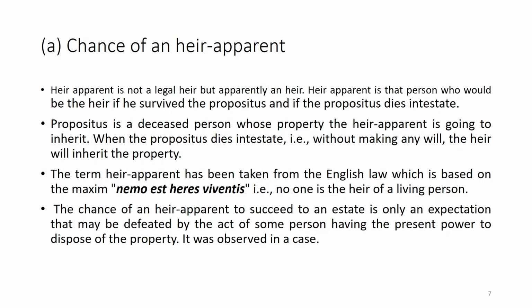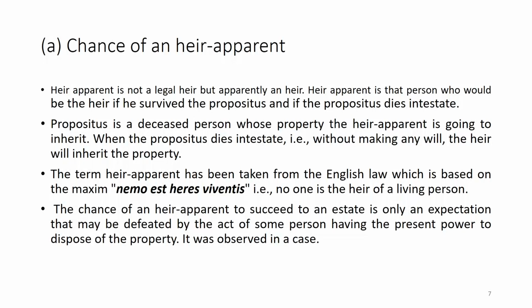The nomenclature itself suggests that it is apparent, it is not real. Any person who is an apparent heir is not a real legal heir. It is only an expectation that in future he or she may be the legal heir of some person and the property will come to him or her in future. This expectation does not create a real legal heir.